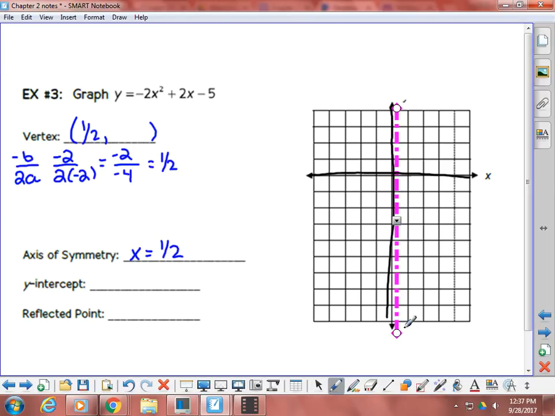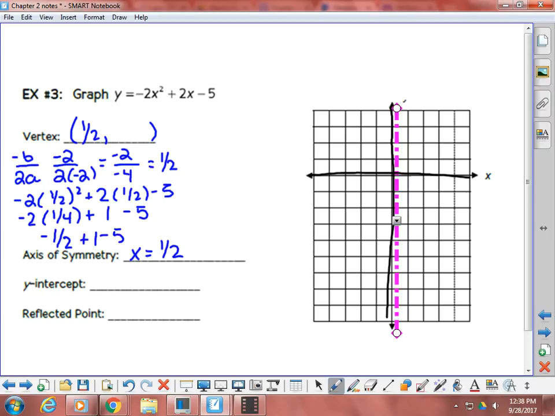So I'm going to do negative 2 times 1/2 squared plus 2 times 1/2 minus 5. Well, 1/2 squared gives me 1/4 because it's 1/2 times 1/2. 2 times 1/2 is 1 minus 5. Well, negative 2 times 1/4 is negative 1/2 plus 1 minus 5. Okay, so when I put those together, I get negative 4.5.